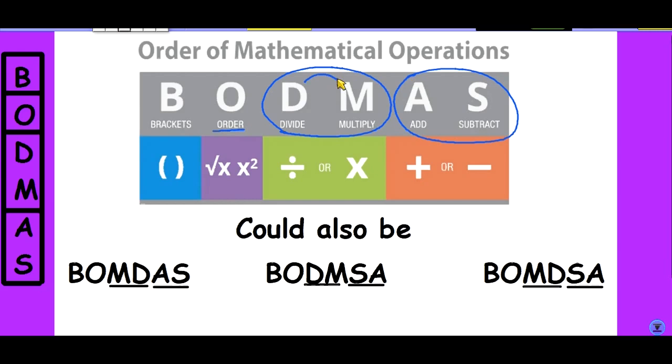So that means that division and multiplication, you can swap the order of that and it doesn't make any difference. So BODMAS could be BOMDAS, with the multiplication and division swapped. It could be BODMSA, or it could be BOMDSA. Basically, you can swap around the M and the D and the S and the A any way that you want. However, everything needs to follow this particular order. So brackets first, then orders, then division and multiplication, then addition and subtraction.